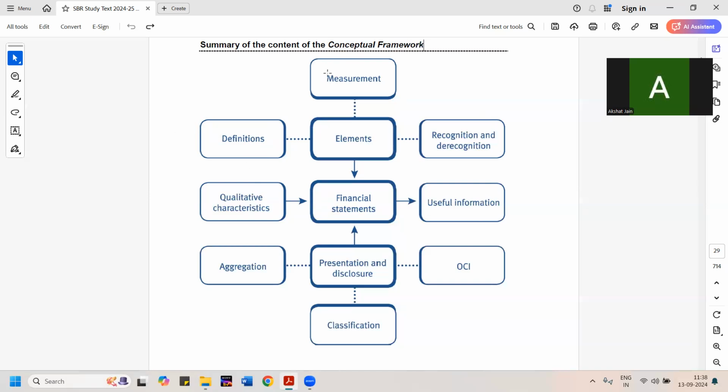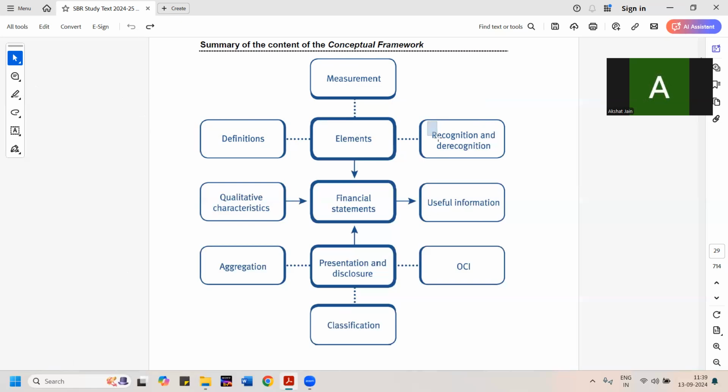The measurement of these particular elements is how we can understand how much an asset is costing, the duration, net present value, everything is done through measurement. And again, the conceptual framework lays down a base for that.